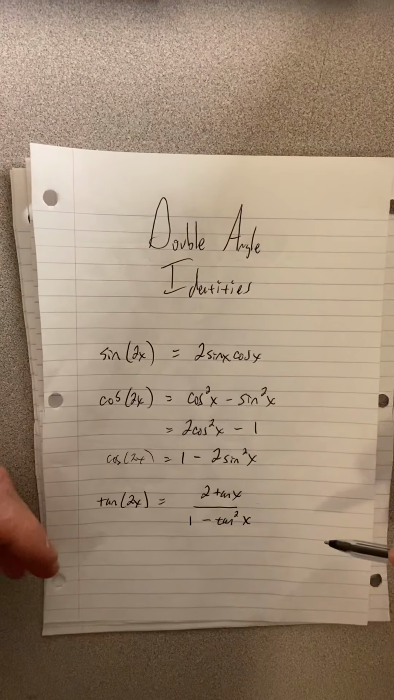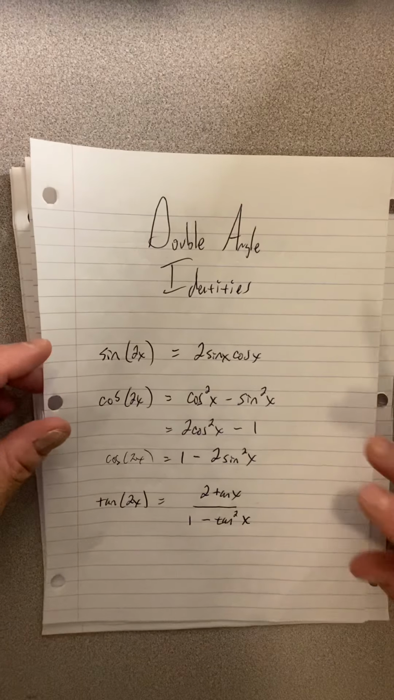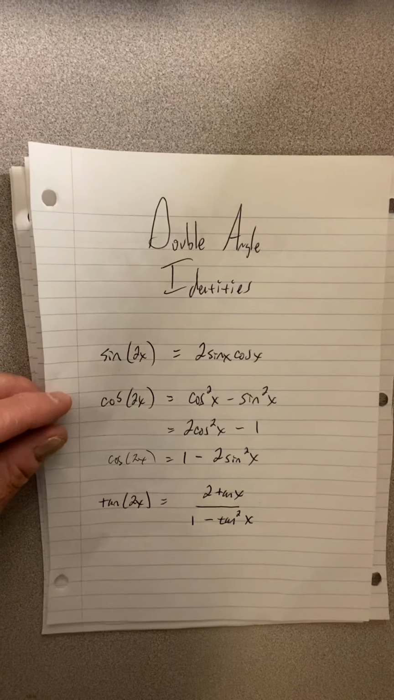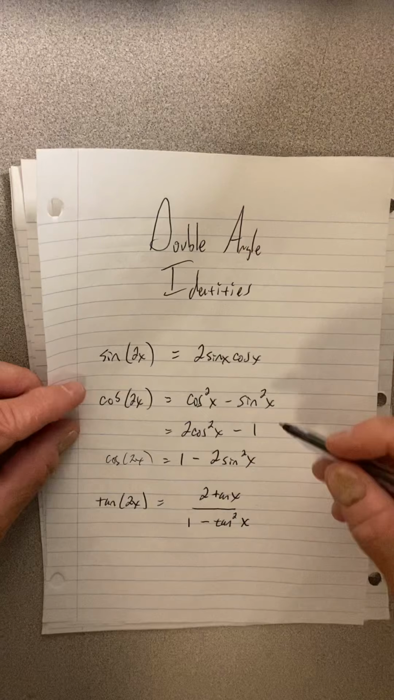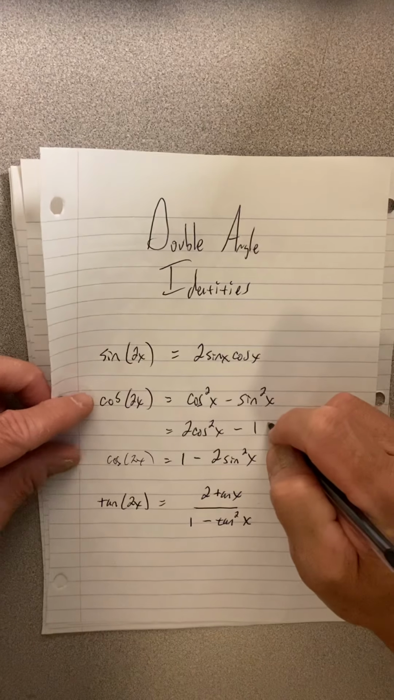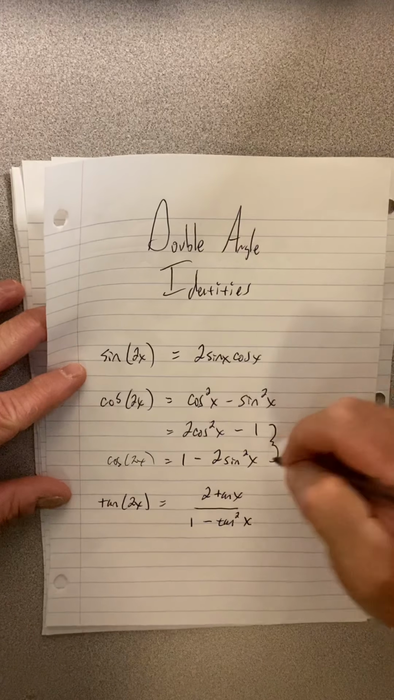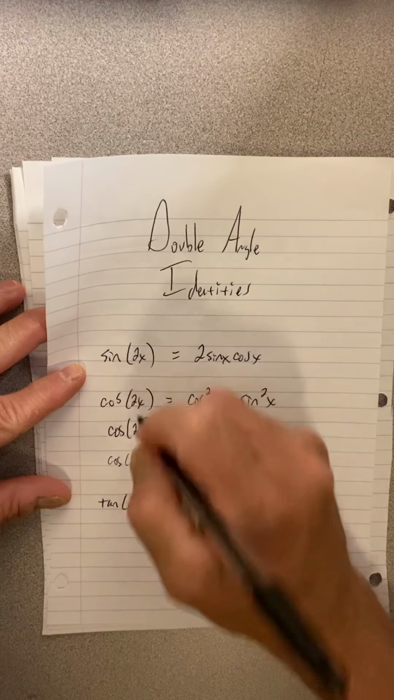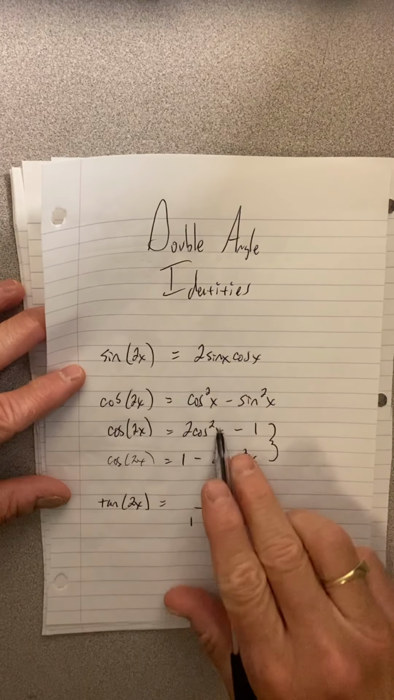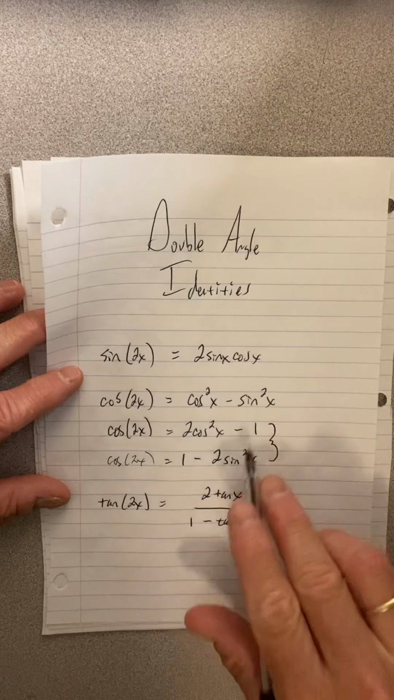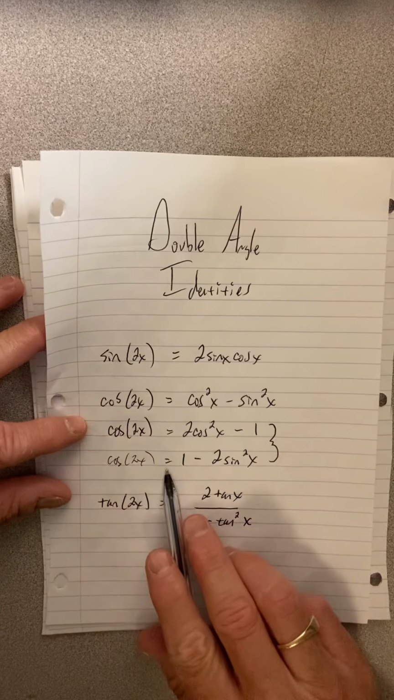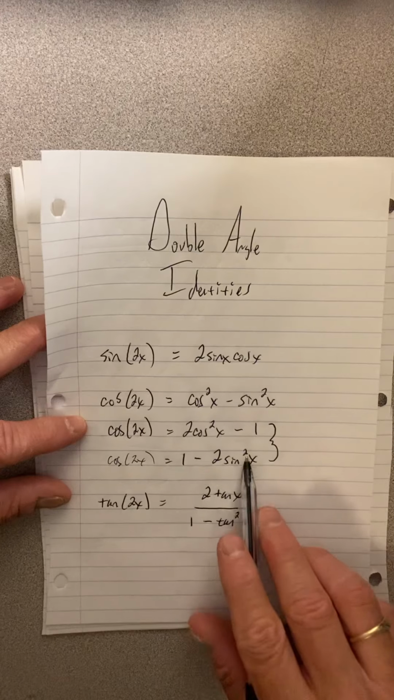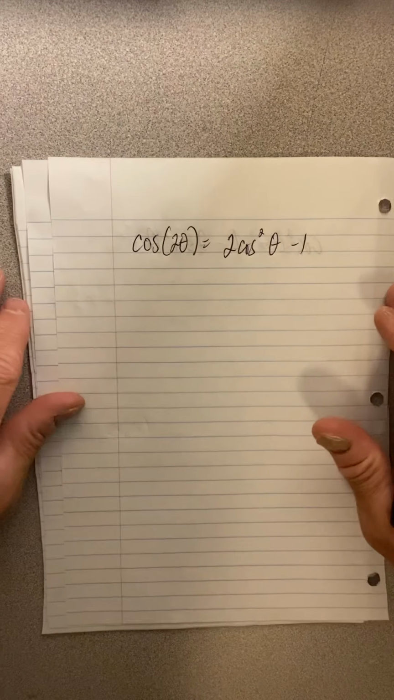So we have the double angles. We're going to use them to derive another set of identities called the half angles. And we're going to focus right here on these two to do that. So we have cosine of double the angle is equal to 2 cos squared of the angle minus 1, and cosine of double the angle is equal to 1 minus 2 sine squared of the angle, okay? So here's the one of them.